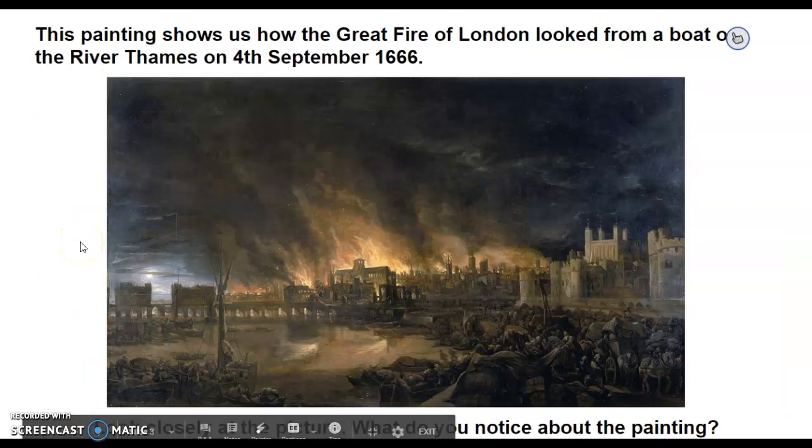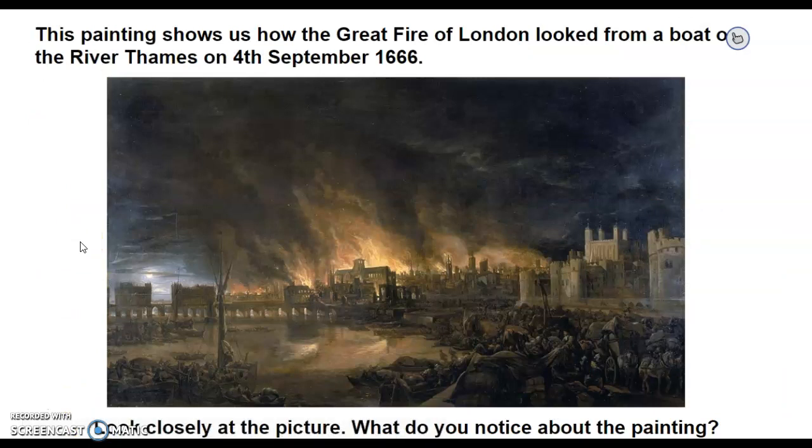Right, so this painting here shows us how the Great Fire of London looked from a boat on the River Thames on the 4th of September 1666. Now, you might like to pause the video for a moment and look closely at the picture. What do you notice about the painting? What can you see? I would like you to describe it, okay? So have a really good look at the picture.